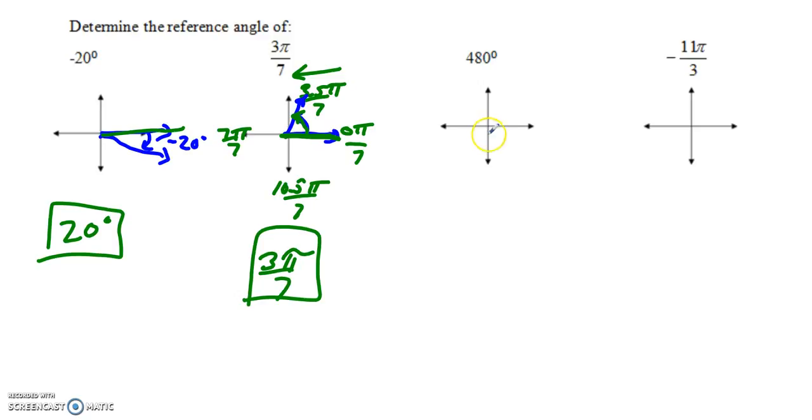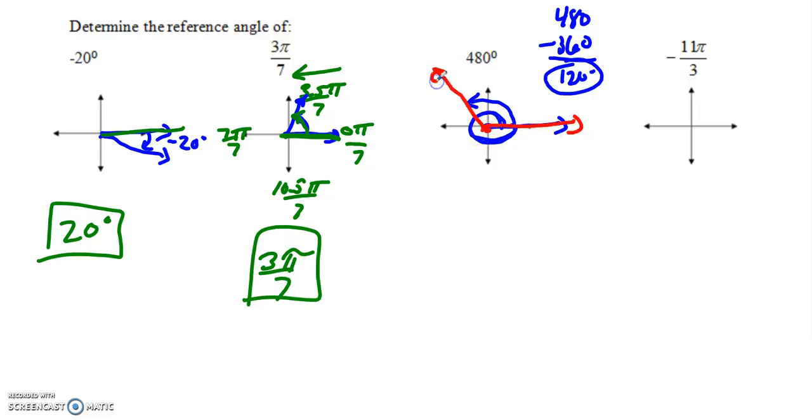480 degrees. Okay, let's think about what that looks like. Here's my initial side. I'm going to go all the way around, and I'm going to land here, and that's 360 degrees. Relating to yesterday's lesson on coterminal angles, if you subtract 480 minus 360, you get 120 degrees, which is how much is remaining. So if you went around once, that's 360, and then you would go about 120 degrees more and land in the 2nd quadrant. So my angle would look something like that.